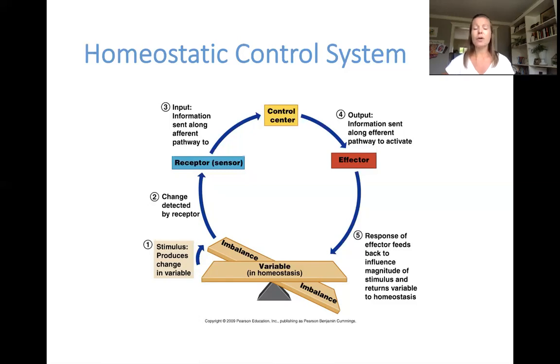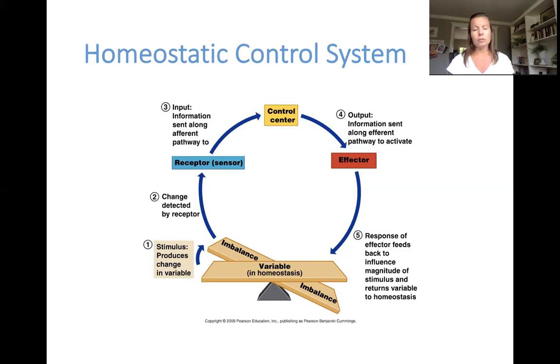And if blood pressure starts increasing, so maybe it's going from 120 to 125 to 130, that is going to be detected by a receptor. That receptor is going to report that change to your body's control center. And then the control center is going to determine the appropriate response and send that information to an effector. The effector is going to perform the response, which is going to bring your body's blood pressure back to normal.